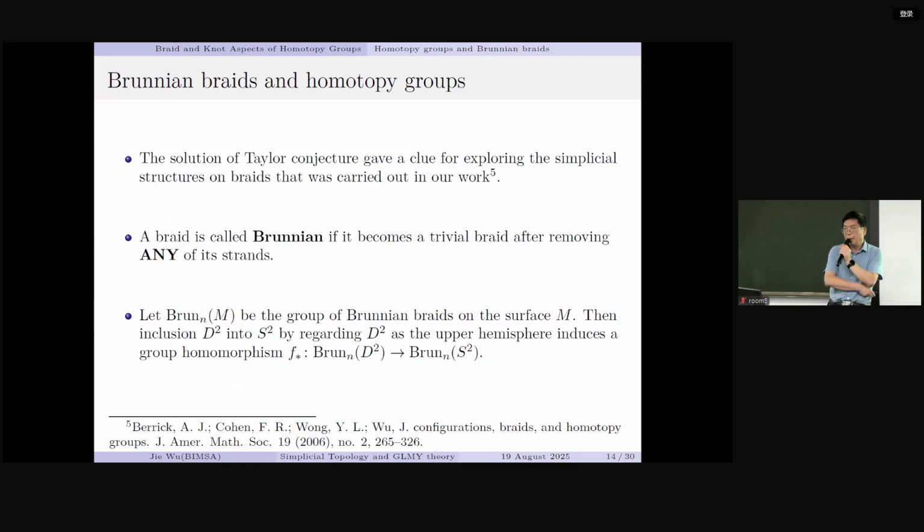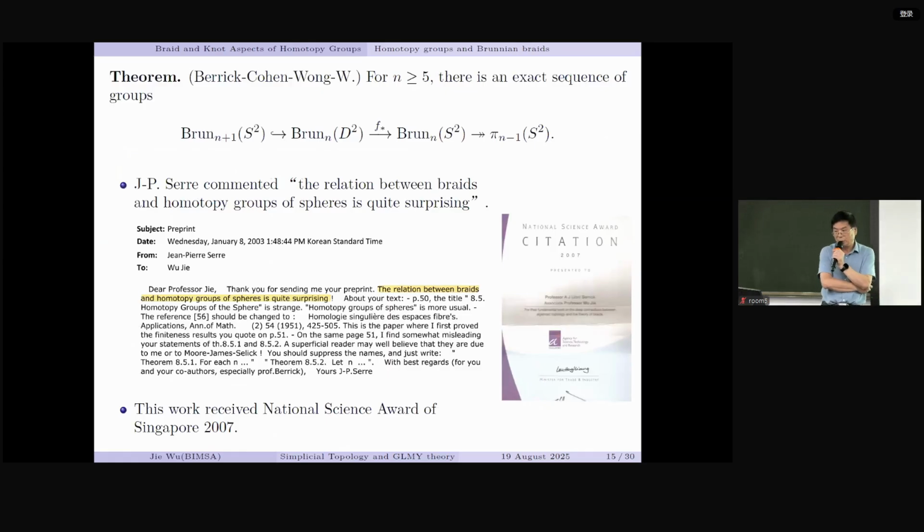Well, it turns out that you can see what happens. You can look at the cokernels. We can see the image of F star is a normal subgroup of the Brunnian braids of S2. It turns out the cokernel is exactly given by the homotopy group of S2. Okay, and so you get a short exact sequence.